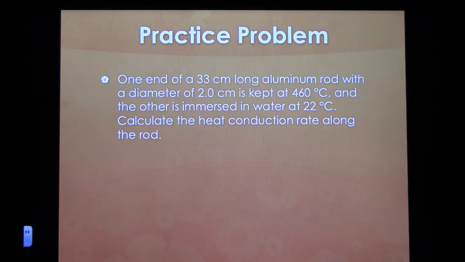Let's try a practice problem on conduction. One end of a 33 centimeter long aluminum rod with a diameter of 2 centimeters is kept at 460 degrees Celsius, and the other end is immersed in water at 22 degrees Celsius. Calculate the heat conduction rate along the rod. Pause the video for time to work on the solution.